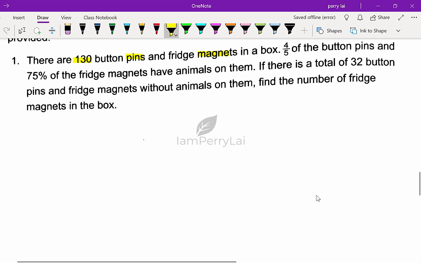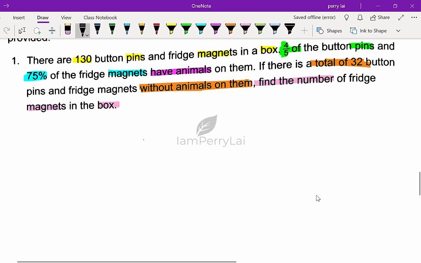There are this number of items in the box, and then part of the pins, and part of the magnets have animals on them. There's a total of 32 without animals on them. Find the number of magnets in the box.